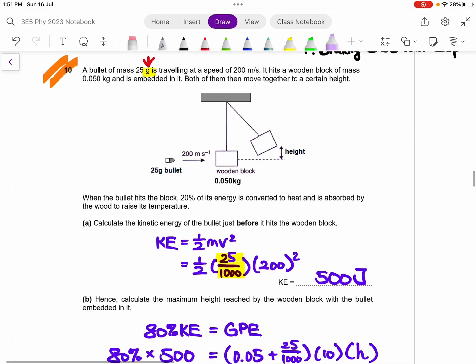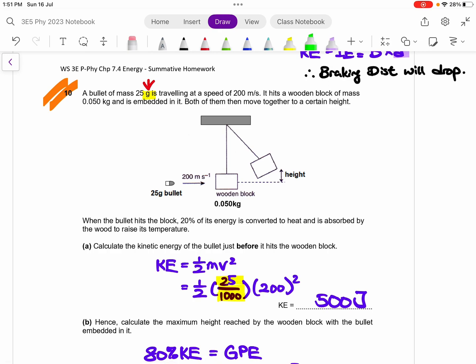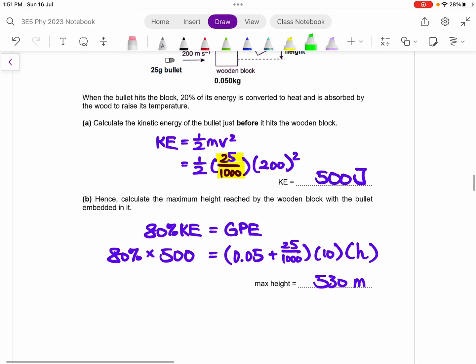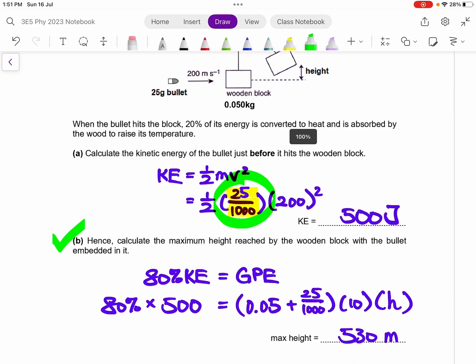Okay, for question 10, it is pretty straightforward, so I'm going to be going pretty fast. What you need to be mindful of here is that the mass that is given is actually not in SI unit. So when you are substituting it to find the kinetic energy, you need to be mindful to change it into kilogram. And for part B, I just want to check how many of you read the question thoroughly.